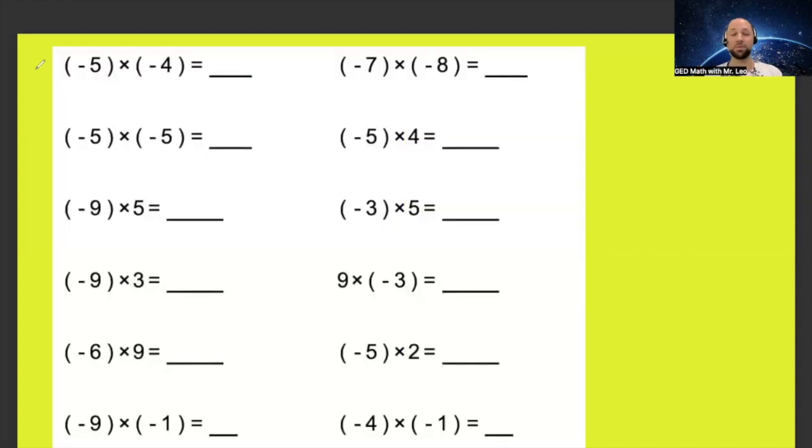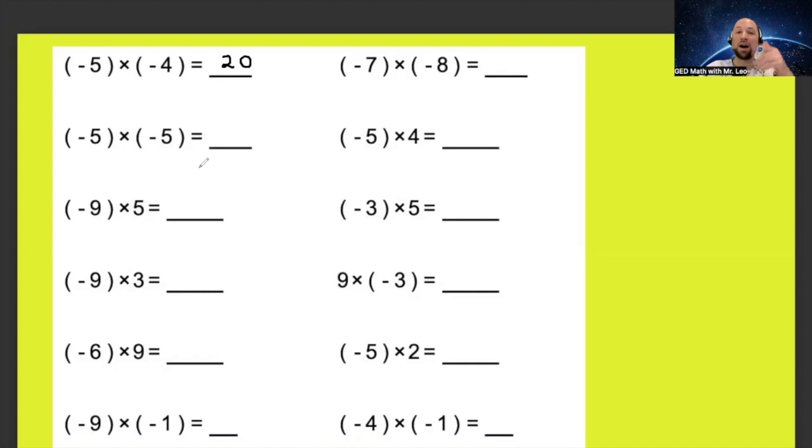Okay, let's do these together right here. -5 times -4. I see two negative signs. Those are going to cancel out, making a positive. What's the answer? This will be positive 20. Let's go down the page. Our next one is -5 times -5. Will this be positive or negative?